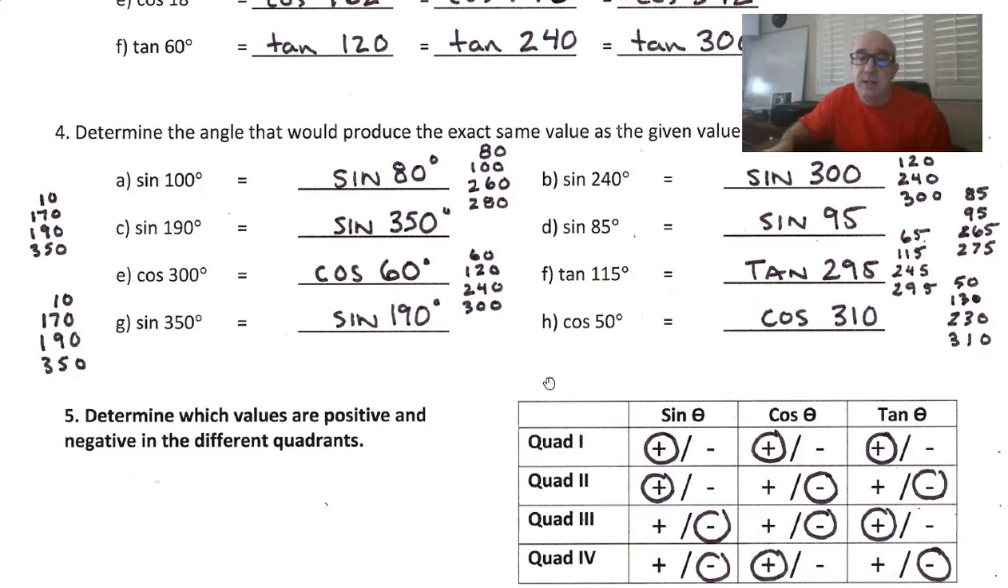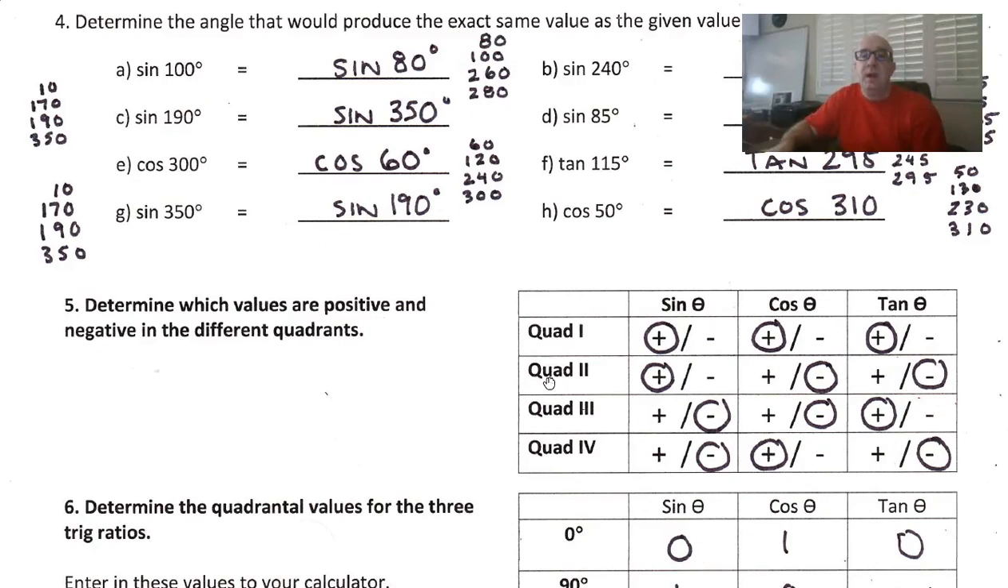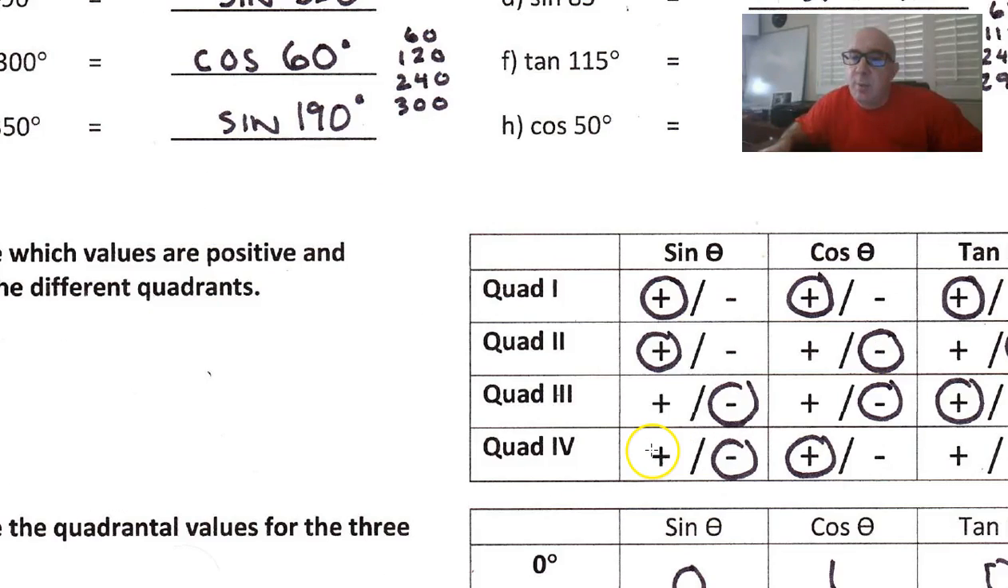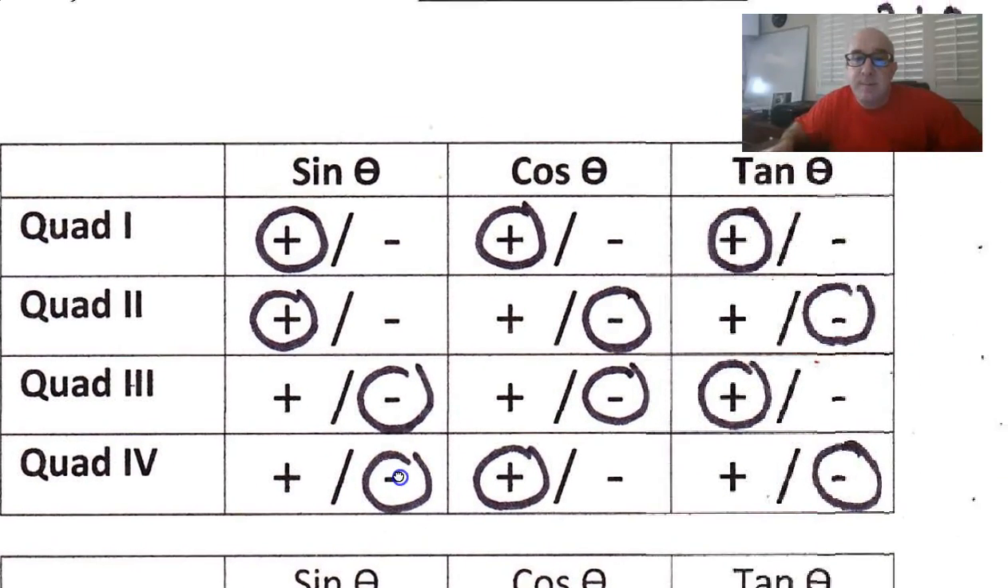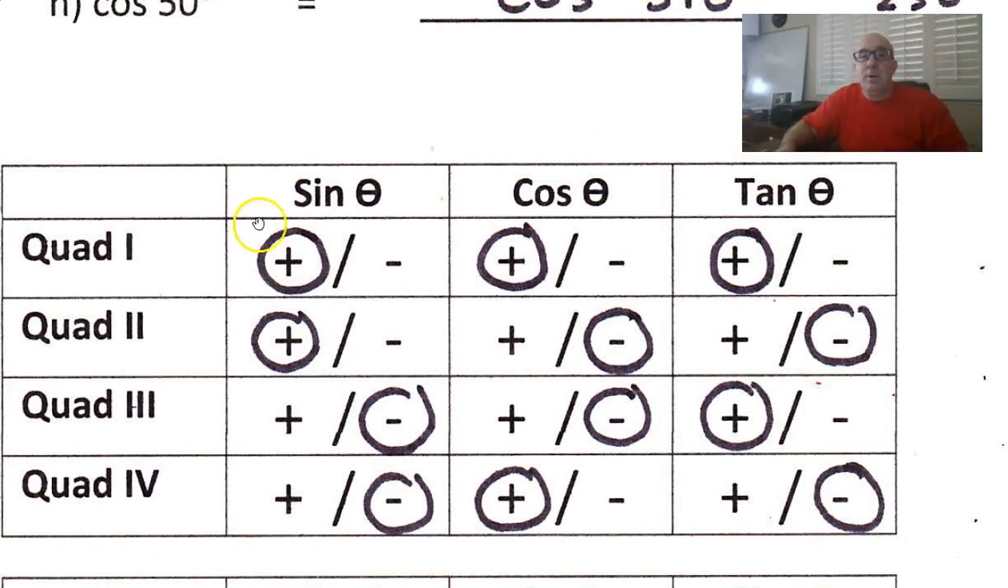Now there were two more things to do, which are kind of leading to today's lesson: finding out when things are positive or negative. What you should find is you could pick any angle in quadrant 1, any angle, and type in sine of that angle, it'll be positive. Cosine of that angle, positive. Tangent of that angle, positive.